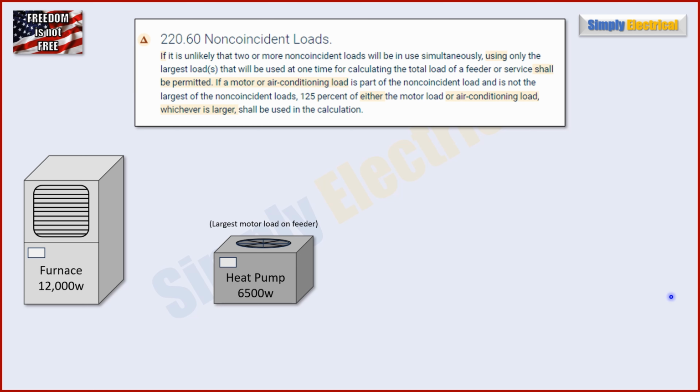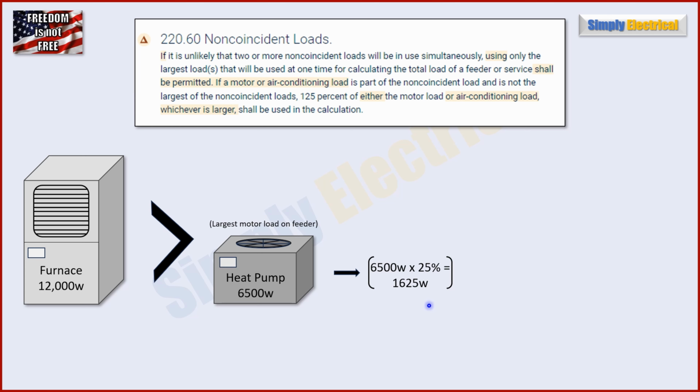Here is the same example, but with a different interpretation. I believe this is what the code making panel intended to convey. Our furnace is the largest non-coincident load. Instead of adding 125% of the heat pump load, we only add 25%, and only because it's the largest motor on the feeder. 25% of 6,500 is 1625 watts.